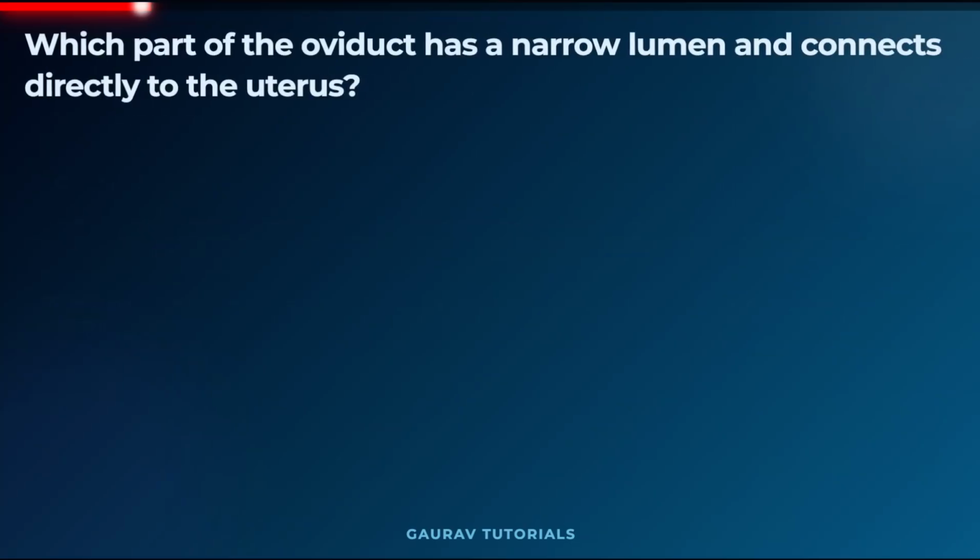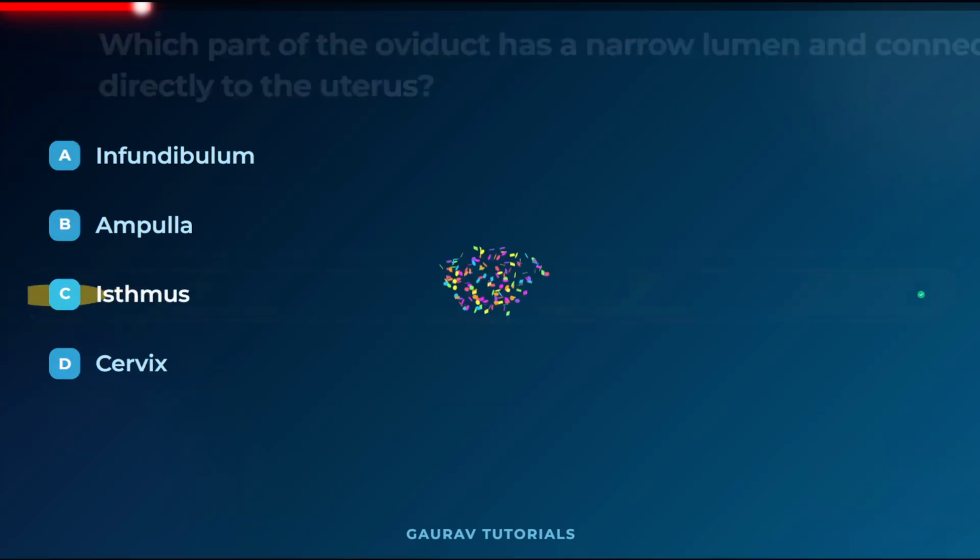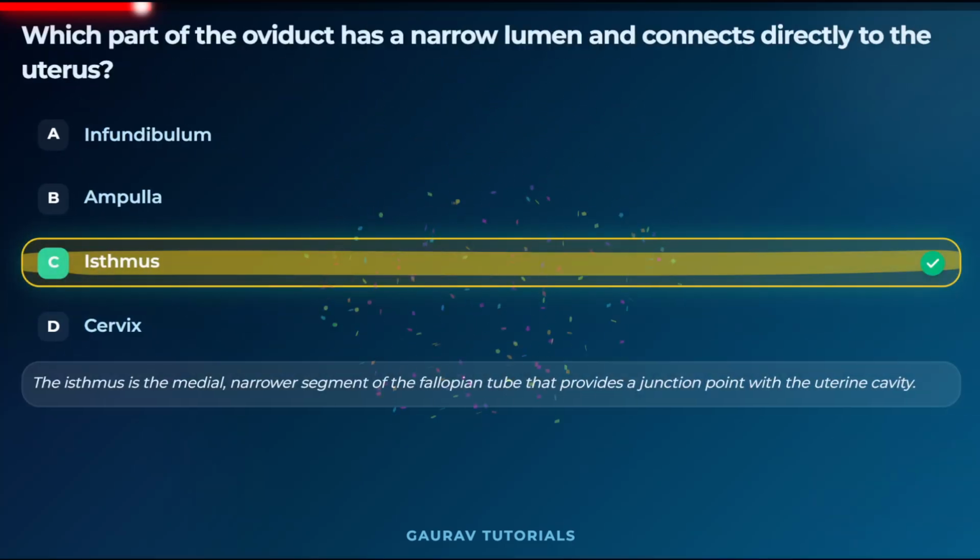The next question is, which part of the oviduct has a narrow lumen and connects directly to the uterus? The options are... and the correct answer is option C, isthmus. It's a medial narrower segment of the fallopian tube that provides a junction point within the uterine cavity.